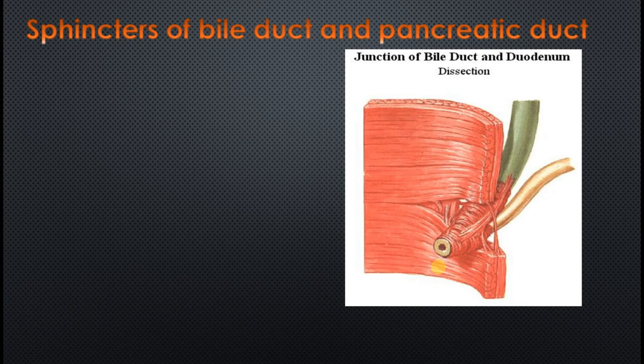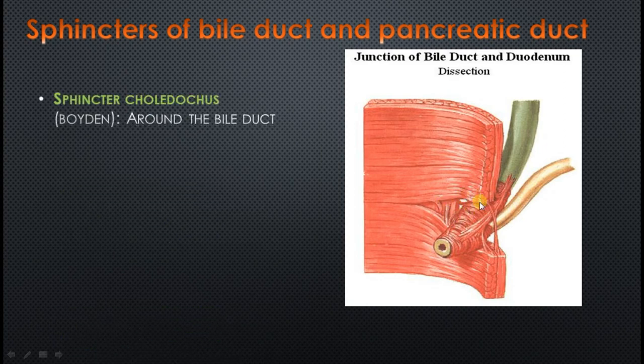So you are able to see that this is the common bile duct. This is the pancreatic duct. Both unite to form a dilatation called the hepatopancreatic ampulla that pierces the wall of the duodenum, the intra-duodenal part, and opens into the major duodenal papilla. Now, the distal or end part of the bile duct is surrounded by a sphincter called the sphincter choledochus or sphincter of Boyden.